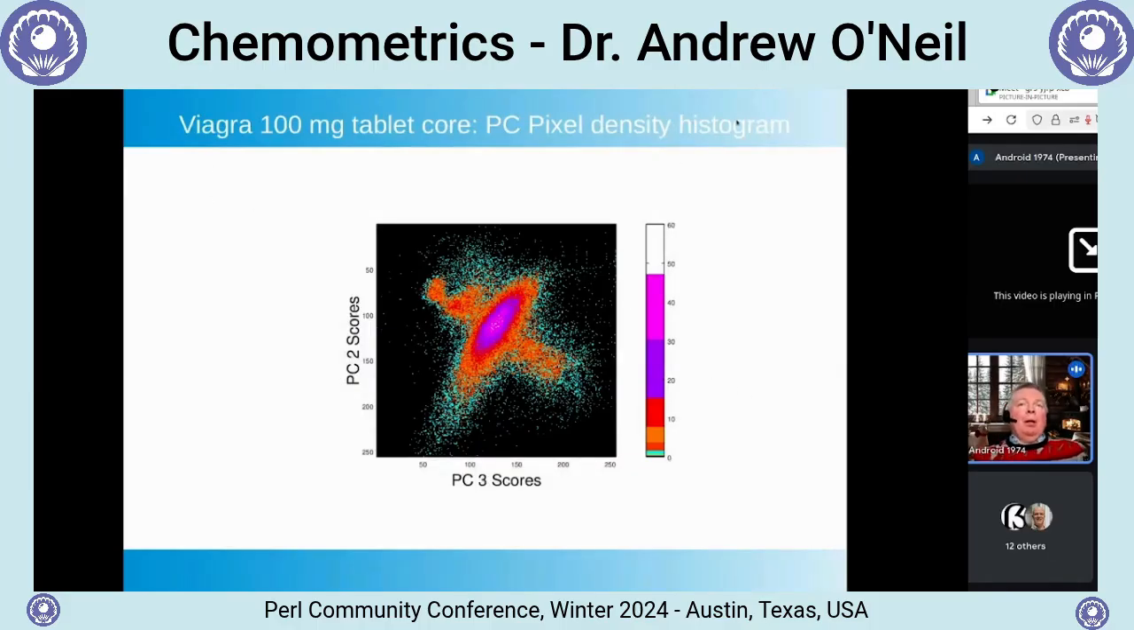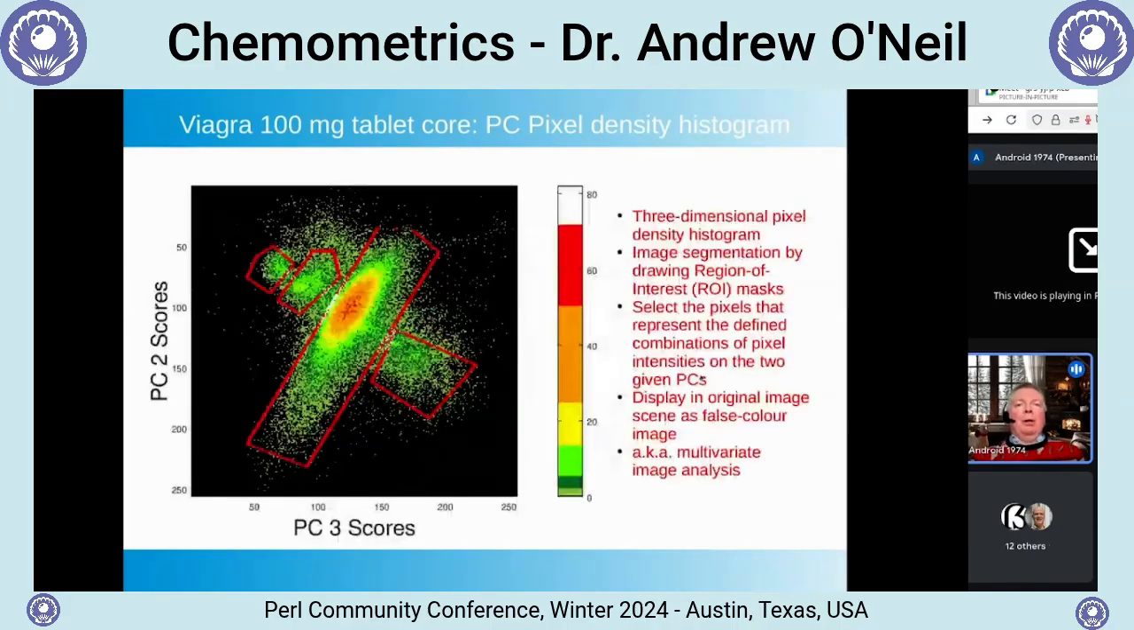A pixel density histogram then of a Viagra tablet core, which is scaled to be in an 8-bit space here and has pixel bins that overlap, to which we can apply a color map. We can see regions of very high pixel density, and we can draw polygons around areas here, and then flip back into the original image space and see what it looks like.